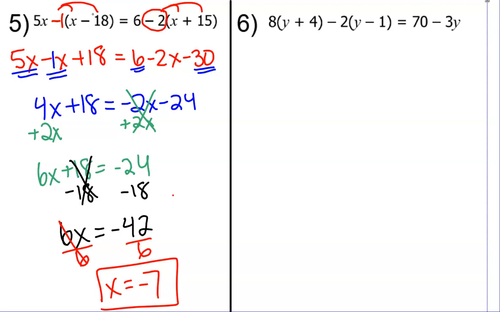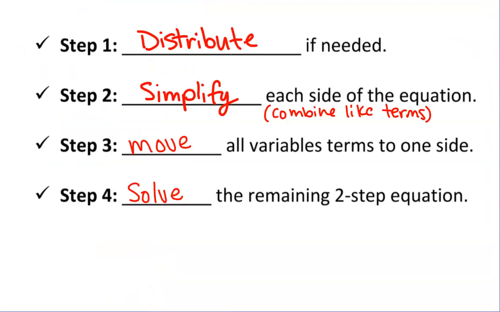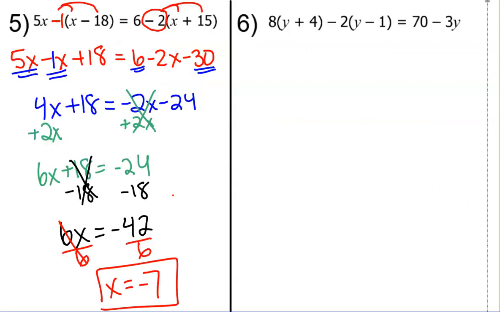Okay, last one. You ready? All right, again, step 1, remind myself, distribute if needed. Can I do that? Yes, I can. I can distribute this 8 to both of these pieces. So 8 times y is 8y, and 8 times 4 is 32. Now I can distribute again on this side. Remember that sign comes with it. So negative 2 times y is negative 2y. Negative 2 times 1 is positive 2.